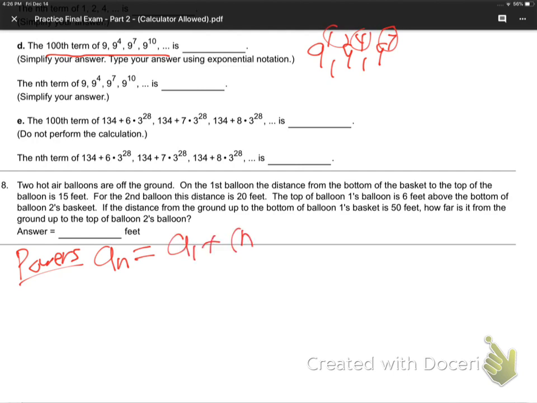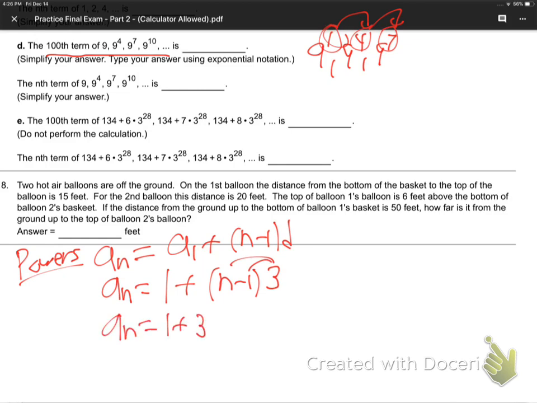So it's A1 plus n minus 1 times D. The first power is 1. The D, the difference from power to power, is 3. So distribute that. What is that? 1 minus 3. So it's 3n minus 2. So there's the formula. Now that's the power, though. This is 9 to the 3n minus 2 power, right?